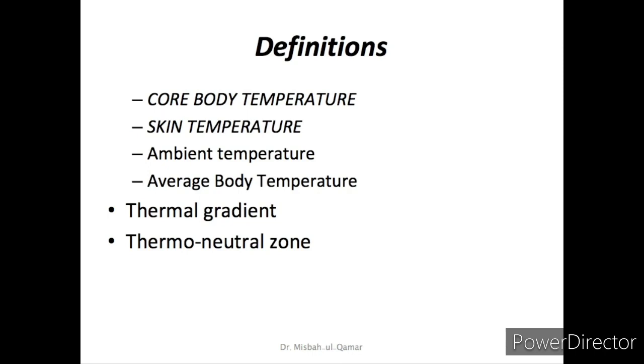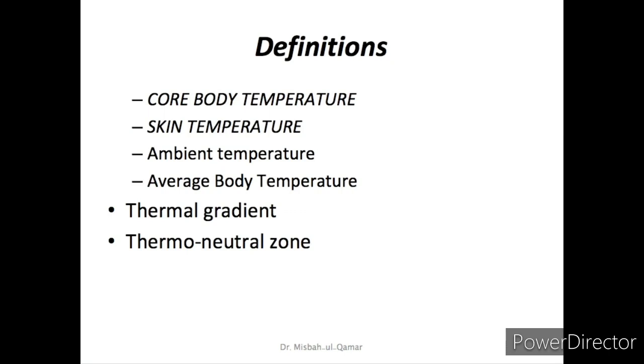So you can see what is the difference in core body temperature and skin temperature. Now you also know that the ambient temperature means the temperature of the surrounding. Now ambient temperature is the temperature at which there is no active heat loss or heat gain mechanism operated by the body, and its average value is around 27 degree centigrade, with a range of plus minus 2 degree centigrade.